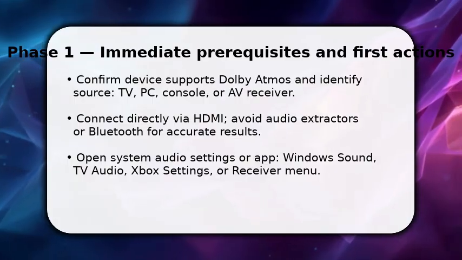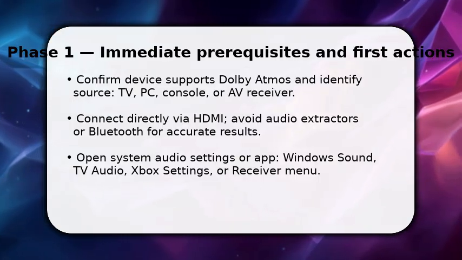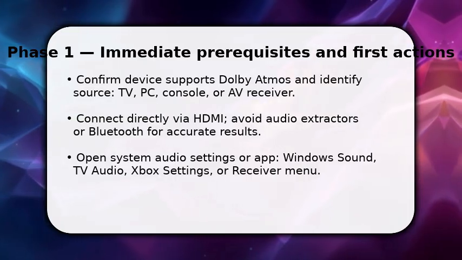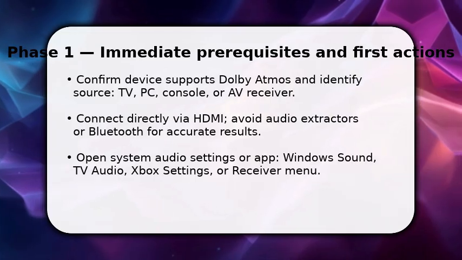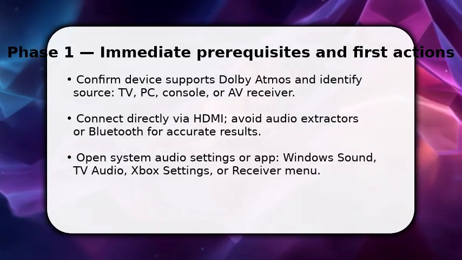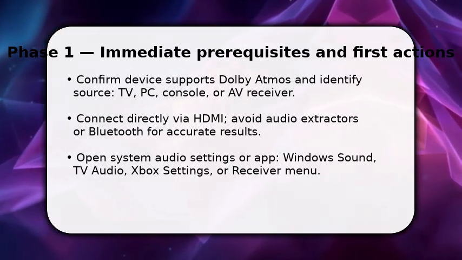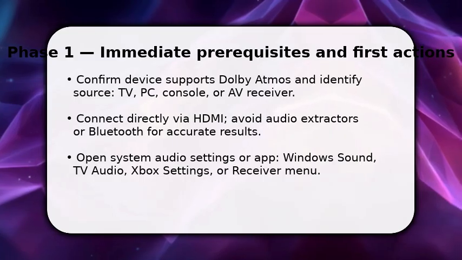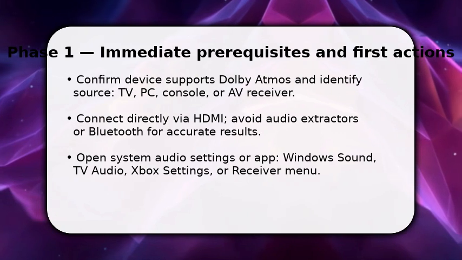You start by confirming the source and where Atmos is applied. This matters. Once done, connect the device directly with HDMI, then open the device's audio settings or the Dolby Access app. You will choose the output device next. Make sure you pick the speaker, TV, or receiver that reports Atmos. Next, look for spatial sound, Dolby Atmos, or bitstream options. This first step stops guessing and puts you in the right menu to actually change the format.